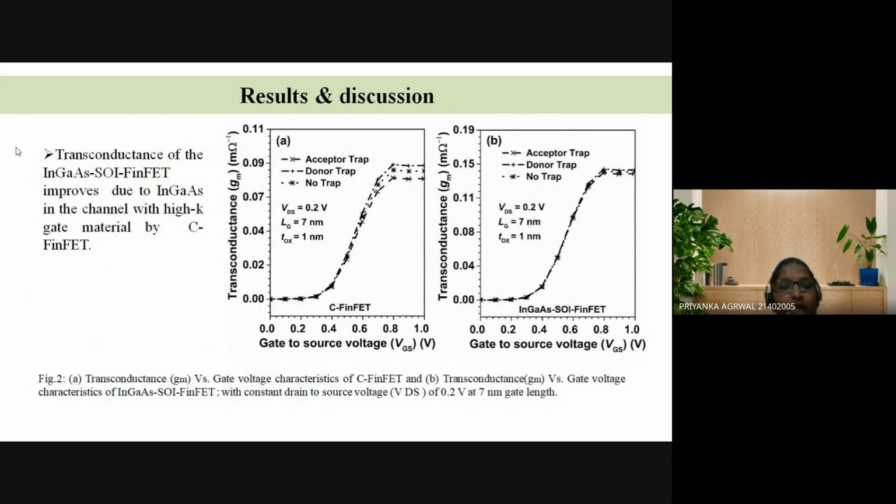Next, the transconductance. The graph between the gate to source voltage and transconductance is also improved in the indium gallium arsenide SOI FinFET compared to the conventional FinFET, as we can see in this figure and also in this figure, for the same drain to source voltage, channel length and oxide thickness, but the material is different. Here we have used silicon and here we have used the compound material.